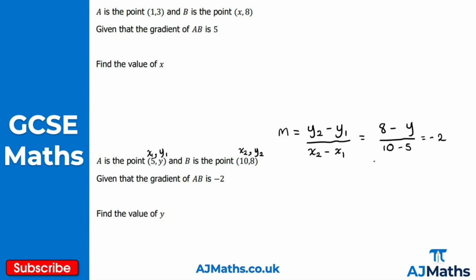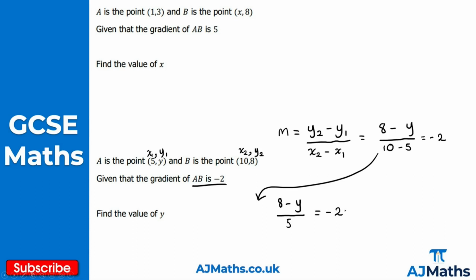Okay. So what I need to do now is just simplify this and solve for y. So if we take this down here, the numerator is 8 minus y. I can't simplify that. So I'm just going to get 8 minus y there as the numerator. For the denominator now, I've got 10 minus 5. So 10 minus 5 would give me 5. That's all over 5. And we know all of this is equal to -2. This is the gradient of AB. Okay, so that's equal to -2.